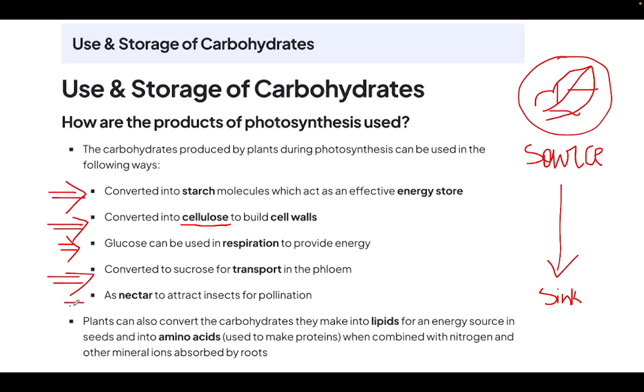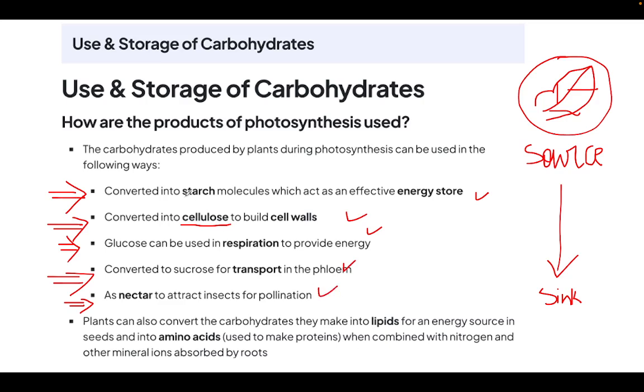The fifth point is that glucose can be used as a nectar because it is sweet, to attract insects for pollination. Means it can attract different pollinators. So here are the 5 points that you talk about. These are the very things that glucose is used for the moment it is produced.